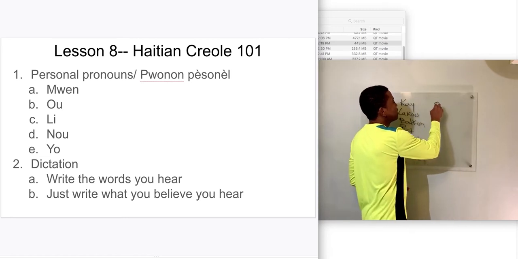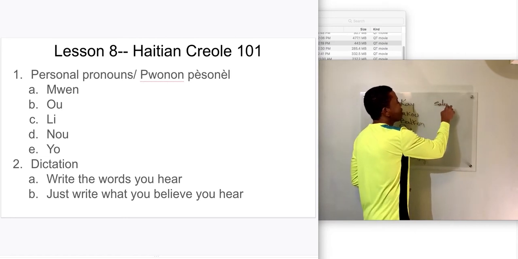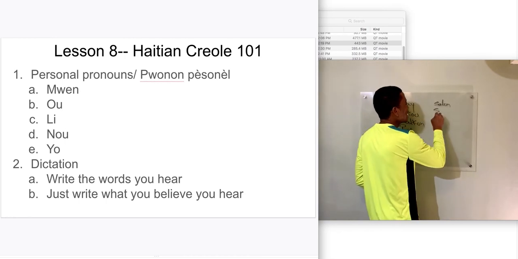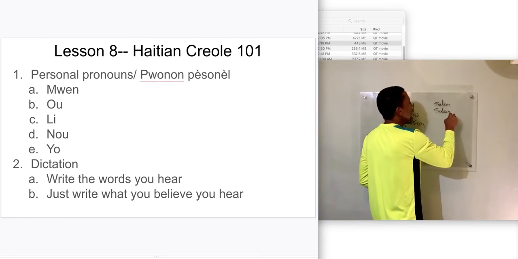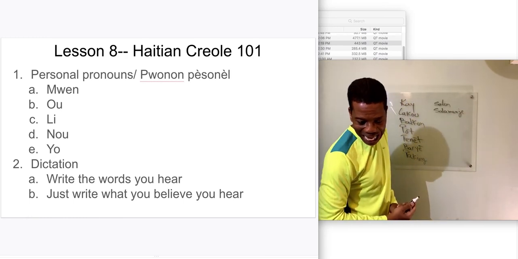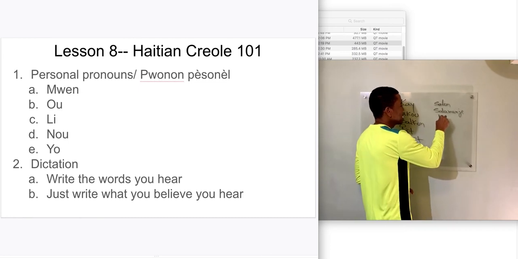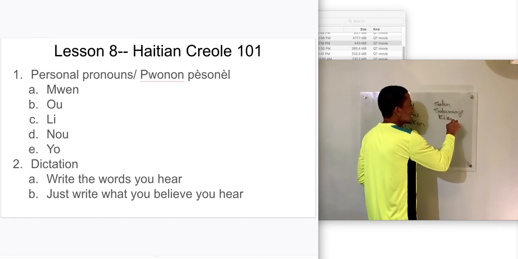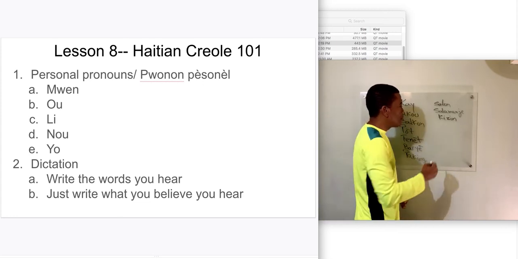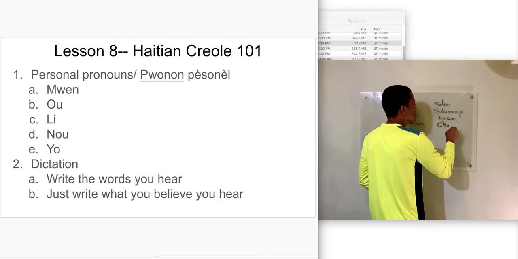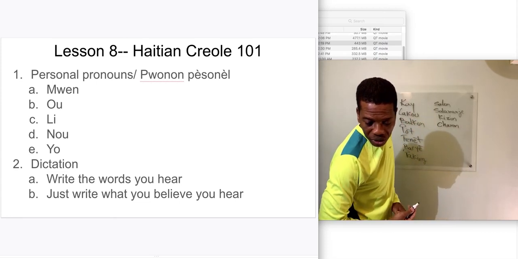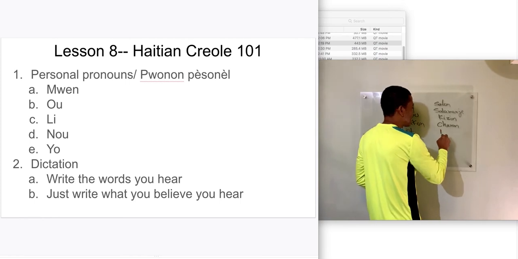Salon. Salle à manger. Cuisine. Chambre. This is technically describing the parts of a house or a home. Chambre.